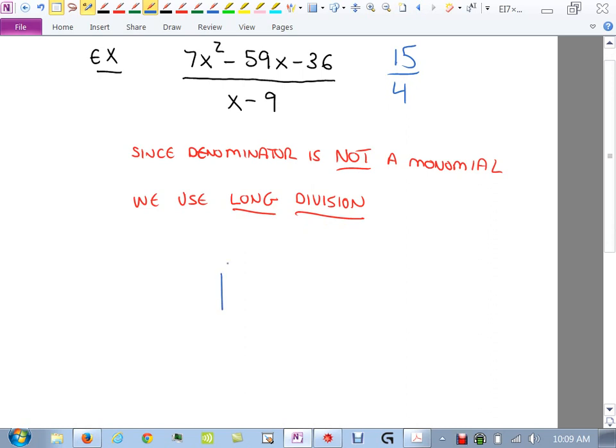That's correct. You only need to do this when you're doing long division, you have to make sure it's descending. Okay.